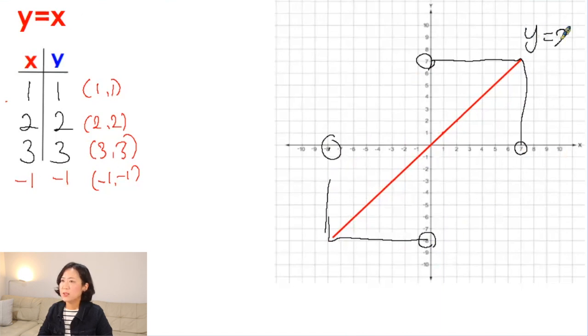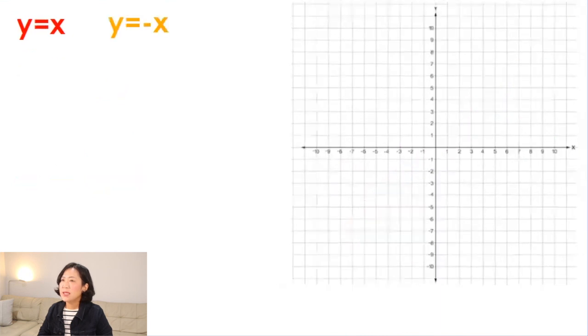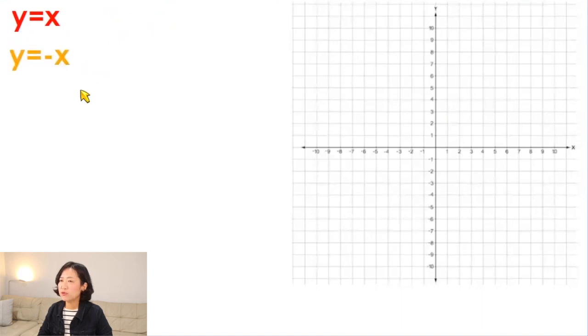And next one, so let's draw the y equals minus x graph. So always when you draw the line graph, have a table and find out the coordinates of the points using the equation.